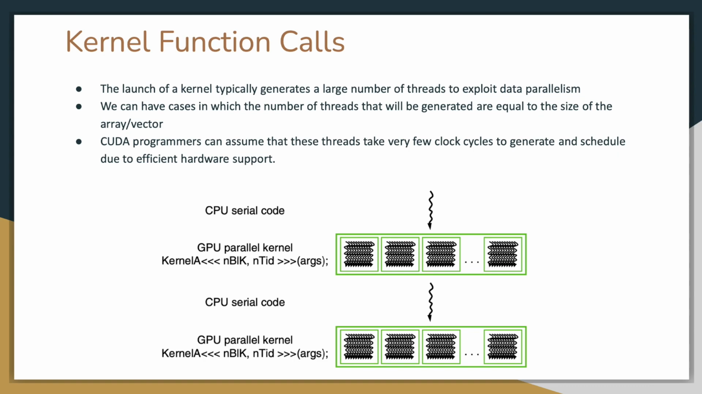The launch of a kernel typically generates a large number of threads to exploit data parallelism when it is possible to parallelize an algorithm. We can have cases in which the number of threads that will be generated is equal to the size of an array or vector. CUDA programmers can assume that these threads take very few clock cycles to generate and schedule due to efficient hardware support.